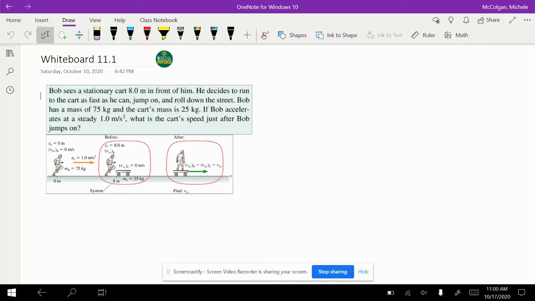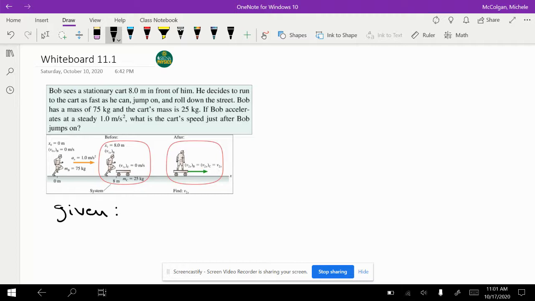First, I know that I'm answering a momentum question because Bob is running towards the cart, jumps onto the cart, and then they move together. So I know that's a momentum problem. But before that, I need to figure out the velocity that Bob has when he jumps onto the cart. And so that's a kinematics problem. So let's write down our givens and finds.